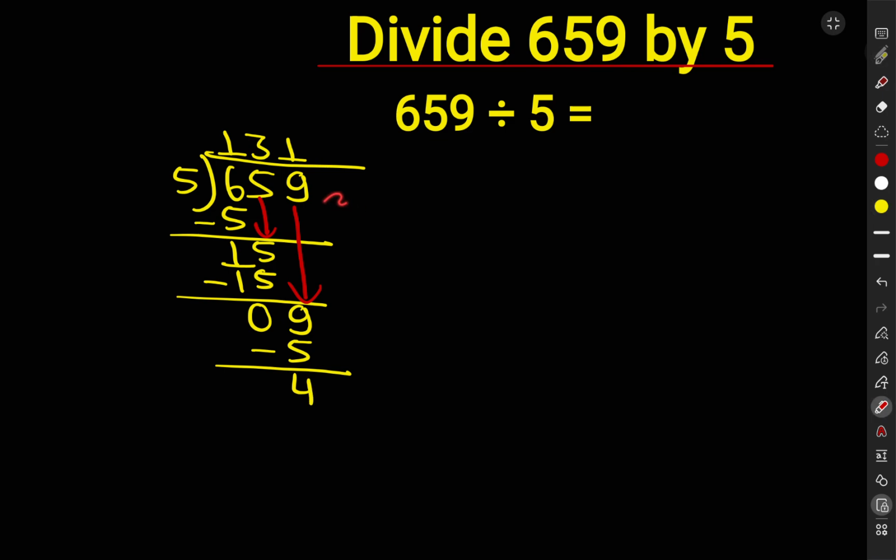So now we have no other number to put down. So we take a decimal here, so that we put 0. So it is 40 and 5 times 8 is 40. On subtracting, we get 0.